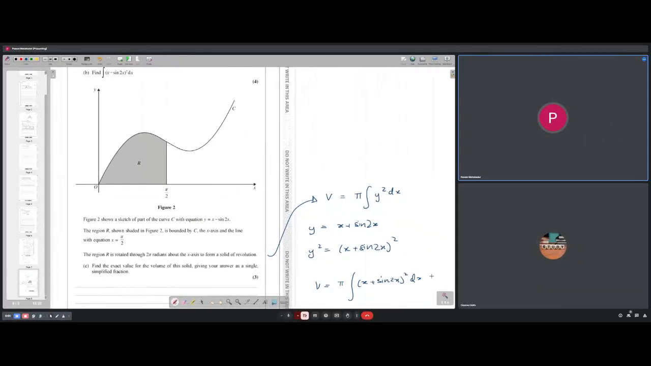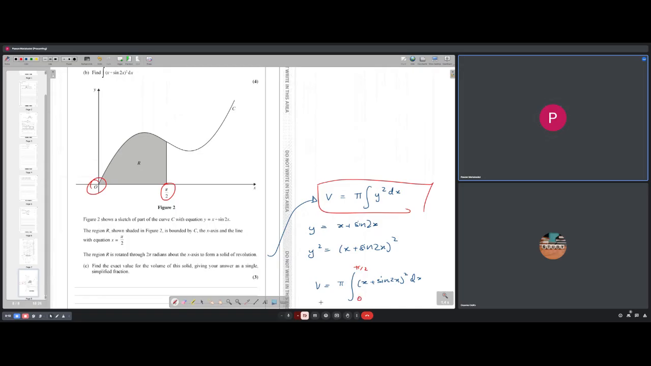all squared with respect to dx. Does that make sense? So this is just a formula. You don't need to know it. I'm just showing you. The limits would be between pi over 2 and 0. So you're basically just solving that.